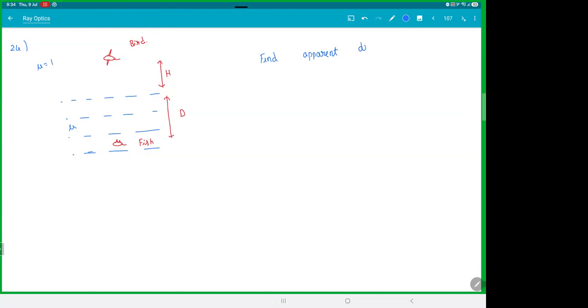Find the apparent distance of a fish as seen by the bird. Now, meaning who is the object and who is the observer? That is a question you should always ask. Fish as seen by the bird. Who is seeing? The bird is seeing. So the bird is the observer. The fish is the object. Bird as seen by the fish: the fish is the observer and the bird is the object.